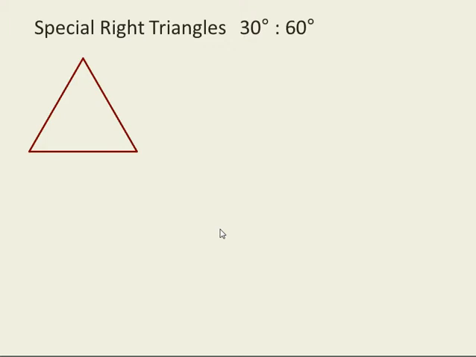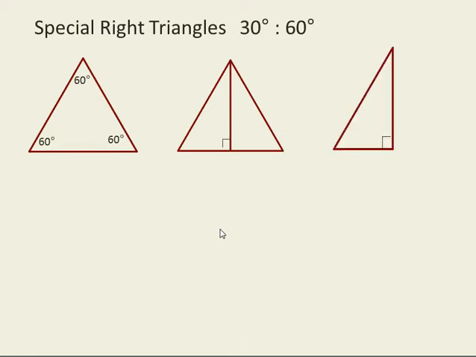Here we have an equilateral triangle. All sides the same, all the angles are 60 degrees. You split it in half, perpendicular bisector there, and you get a triangle that has 60 degrees there and 30 degrees in that angle and 90 in the other one. Adds up to 180, of course.